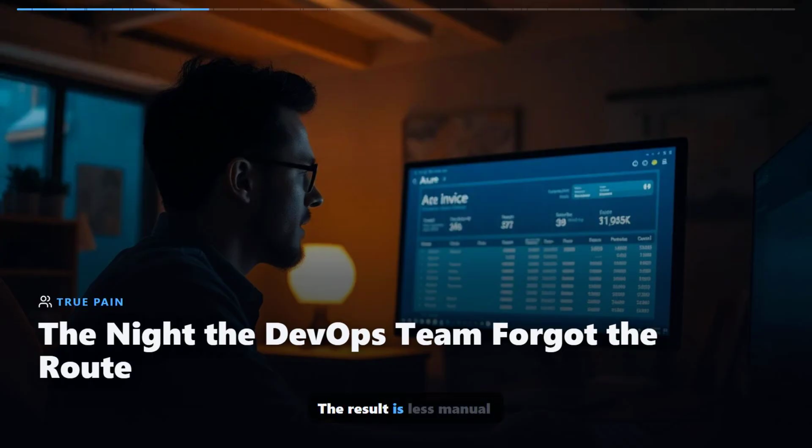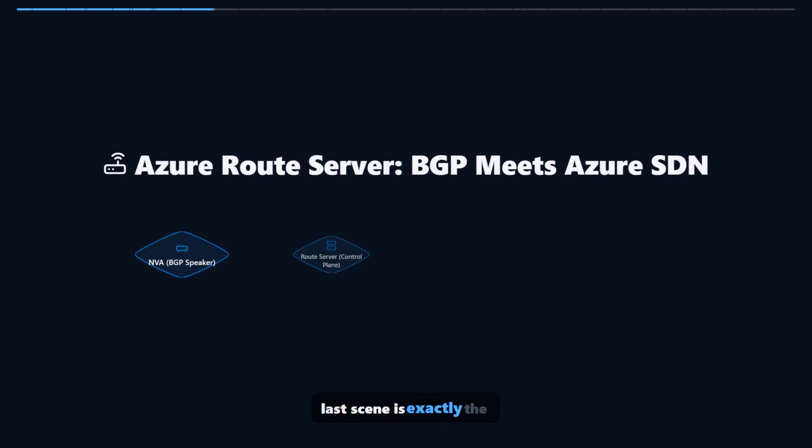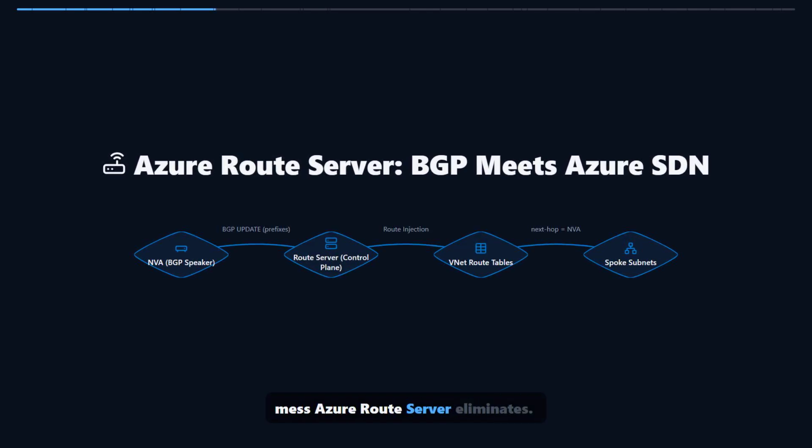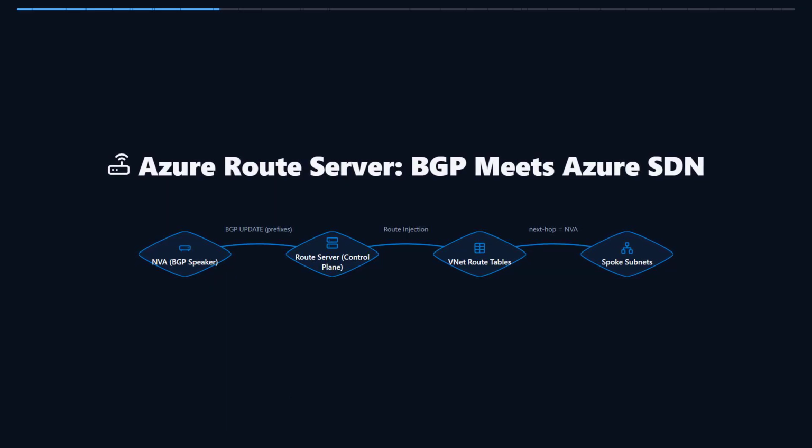The result is less manual work, fewer configuration errors, and a routing design that scales with the business. That DevOps story in the last scene is exactly the mess Azure Route Server eliminates. Here's the clean version. Your NVA becomes a BGP speaker.